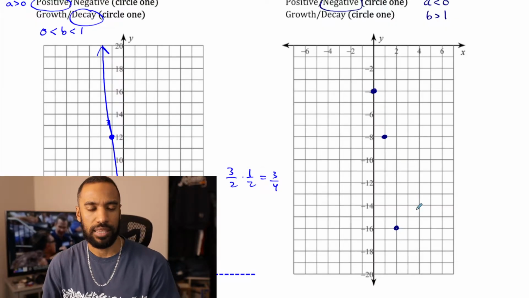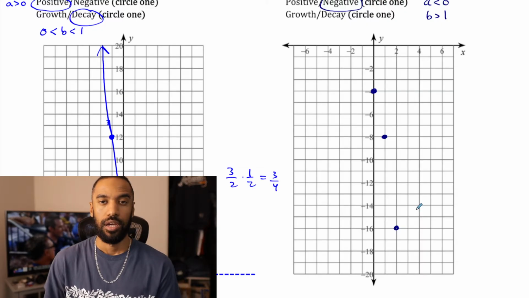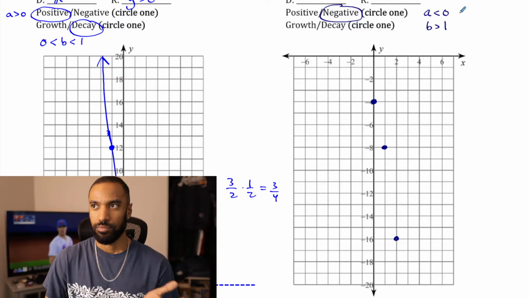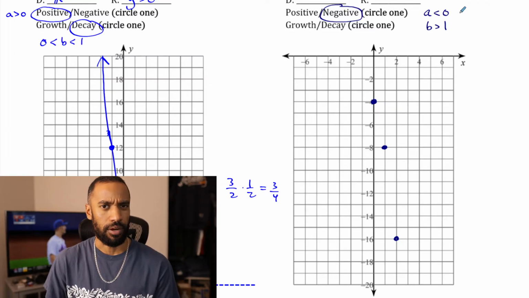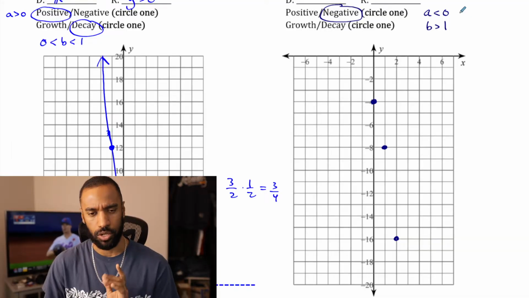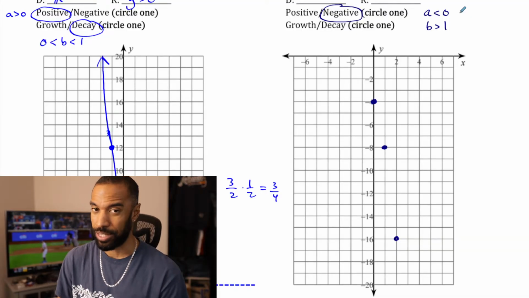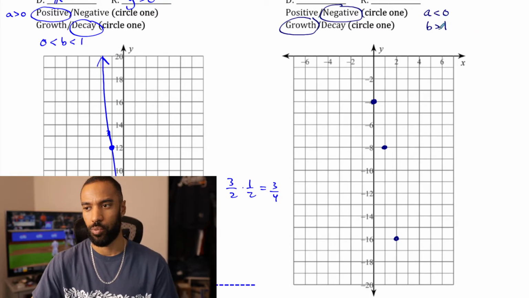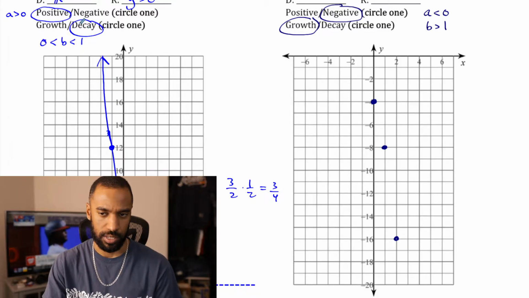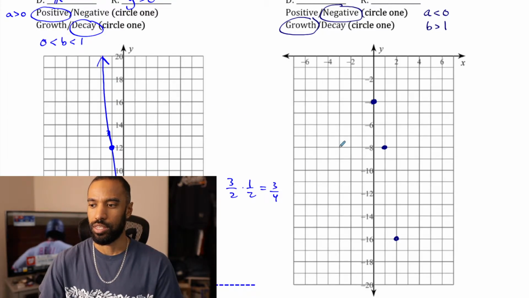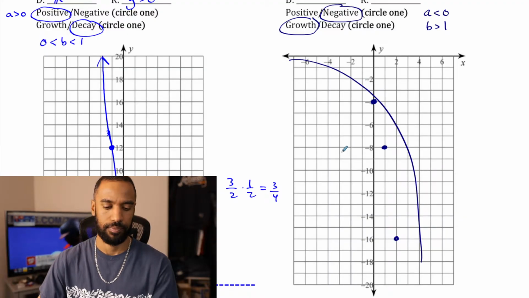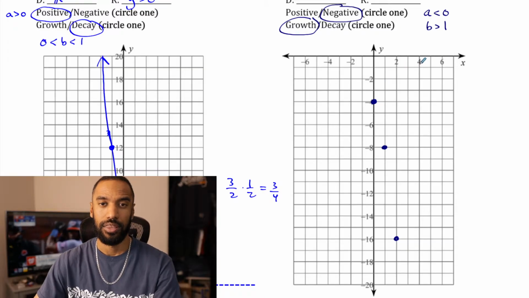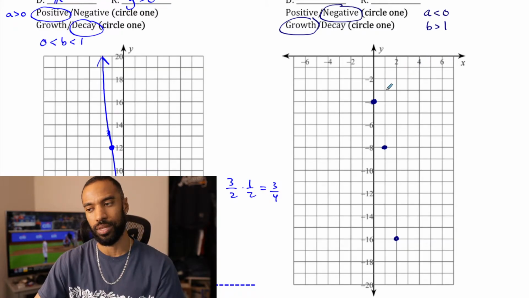Now, does going down mean that it's decay? Actually, no. It being negative lets us know that we're going down, regardless of direction. The question is, are we growing negatively? And the answer is yes. This is negative growth because b is greater than 1. As long as b is greater than 1, it's growth. As long as b is between 0 and 1, it's decay. Doesn't matter if it's the other way. Negative decay would look like this. Even though the numbers go higher, they're shrinking closer to 0, and that's a different thing.